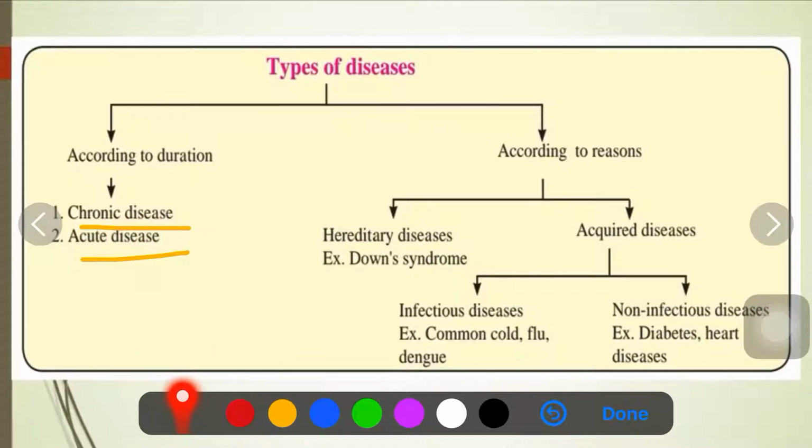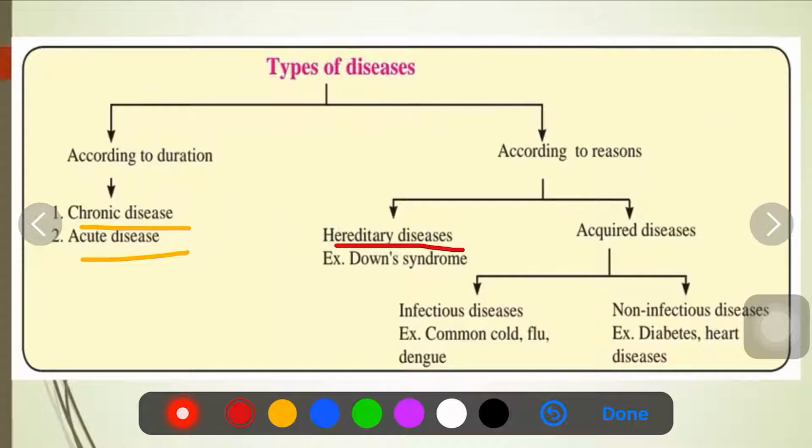Now, according to reason, again it is divided into two parts, hereditary disease and acquired disease. Hereditary disease means an inherited medical condition caused by a DNA abnormality. Okay, because of abnormality in DNA, hereditary disease takes place, and this disease takes place during birth, means when you are already growing in your mother's womb.